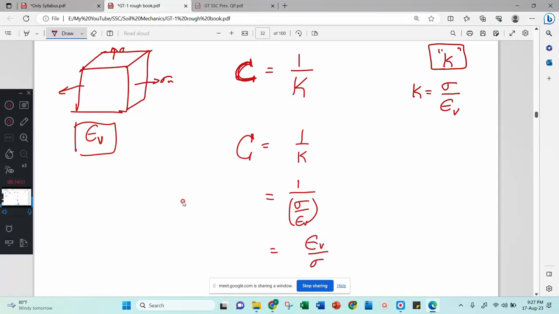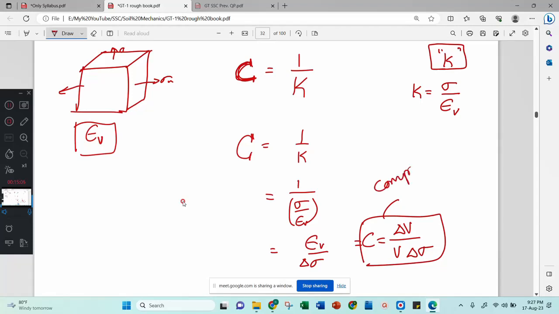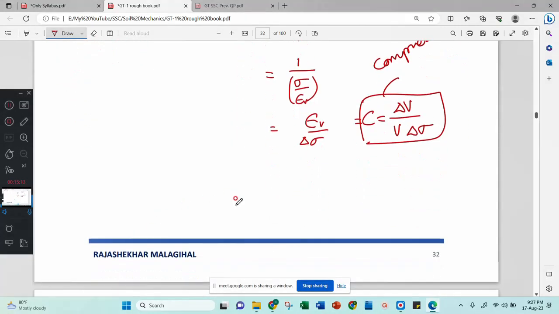What is this sigma? Change in pressure, therefore delta sigma. And what is the volumetric strain? Volumetric strain is change in volume divided by original volume, into delta sigma. This is your C value. C means what? Compressibility.